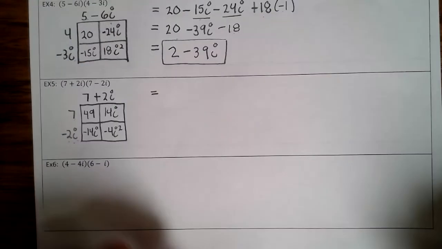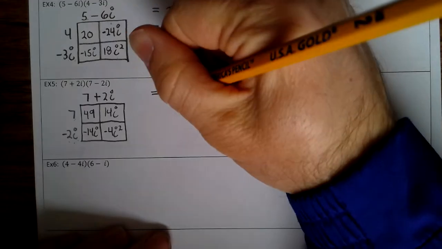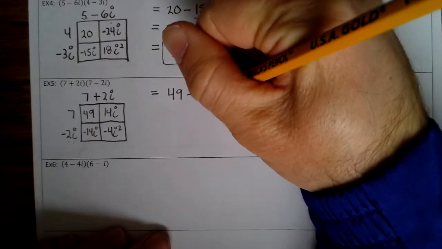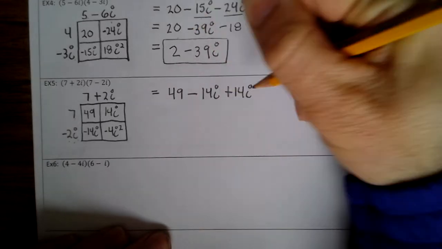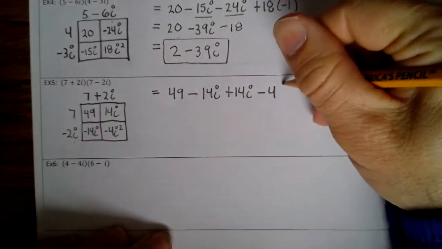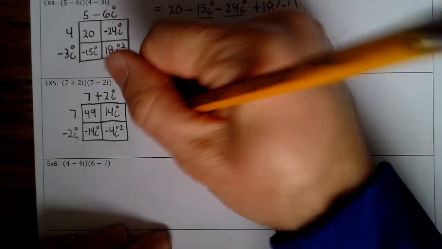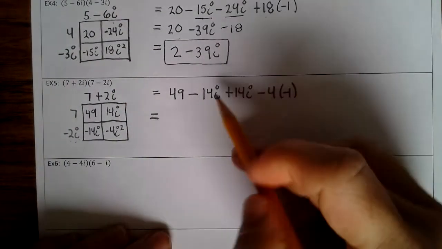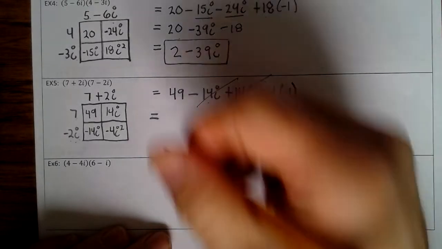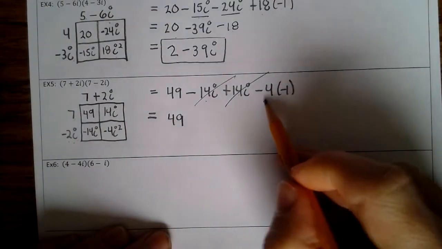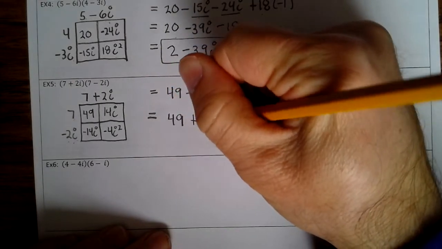So 49 minus 14I plus 14I minus 4. And we know I squared is negative 1. Now here, negative 14I and 14I become 0. So you're left with 49. A negative times a negative is a positive, so plus 4. So that equals 53.